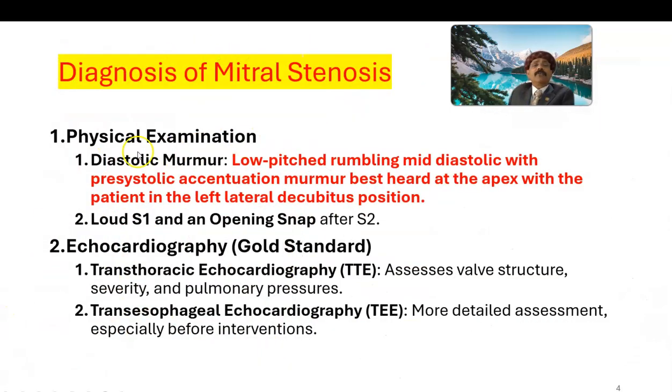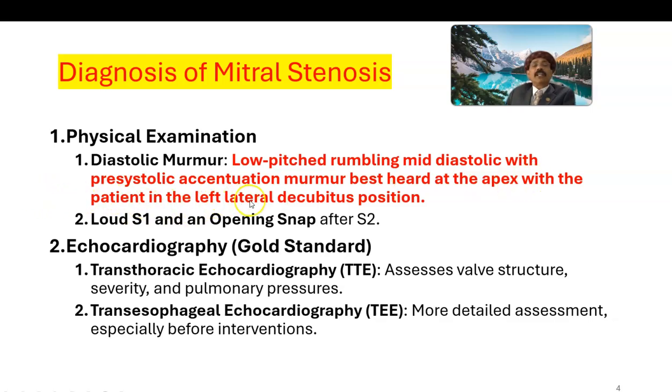Diagnosis of mitral stenosis: physical examination, diastolic murmur. The characteristic is a low-pitched, rumbling mid-diastolic murmur with pre-systolic accentuation. The murmur is best heard at the apex of the heart. Where is the apex of the heart? The left fifth intercostal space, just medial to the midclavicular line.